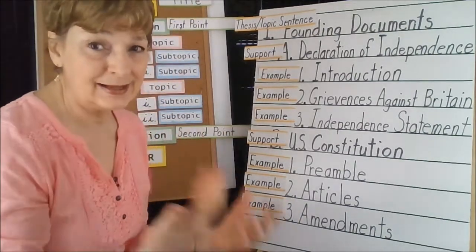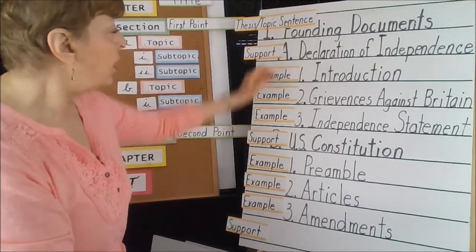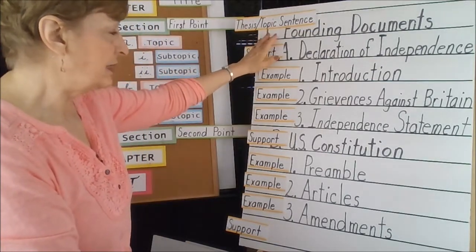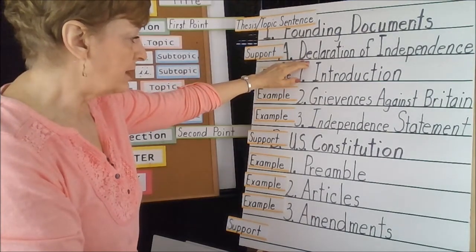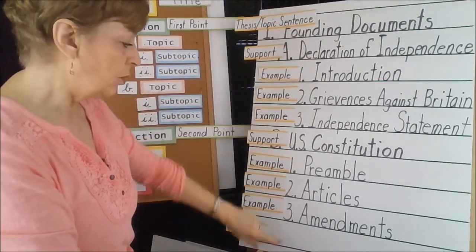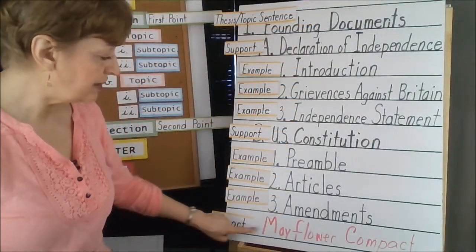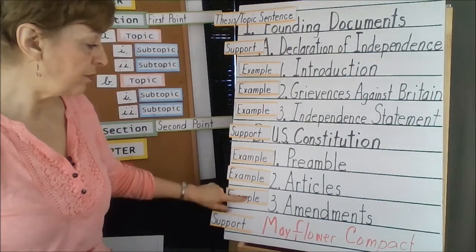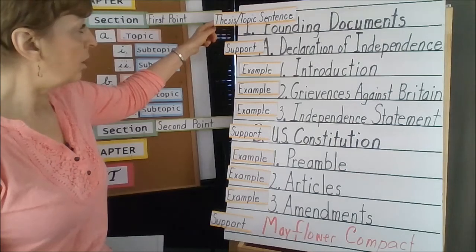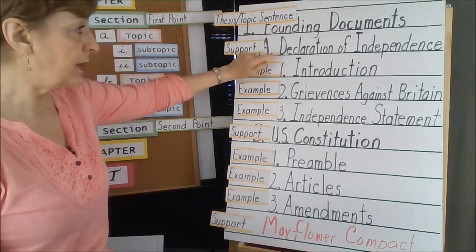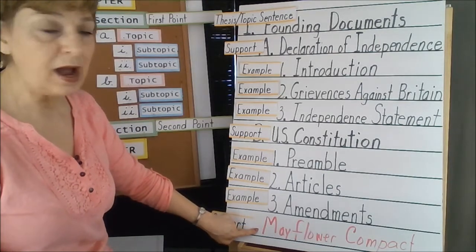See, we're in the planning stages right now of how to put together this essay. All right, so if we talk about the founding documents of the United States, having the Declaration of Independence and the U.S. Constitution, we'd actually need a third one. Perhaps we could make the Mayflower Compact our last support, and then we'd have three examples after that. So in the thesis statement, we would have the Declaration of Independence, the U.S. Constitution, and the Mayflower Compact.